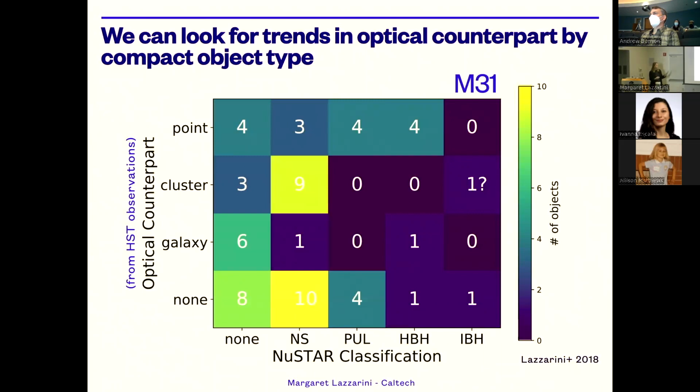But one great thing about the HST data is because of how high the resolution is, we can identify star clusters, and we can actually pretty easily resolve these background galaxies that we're seeing through the disk of M31. And so we're able to look at trends here.